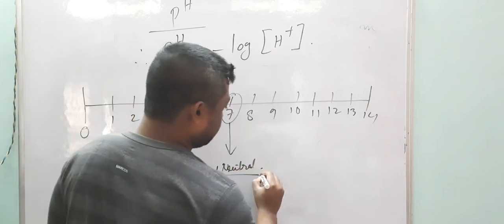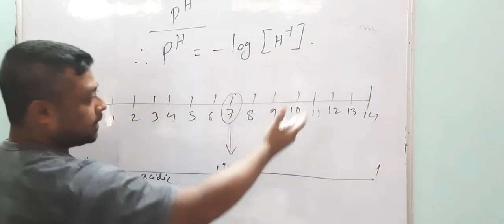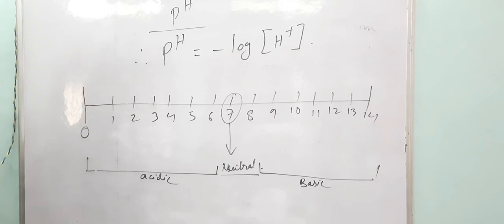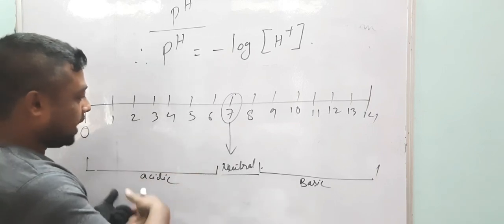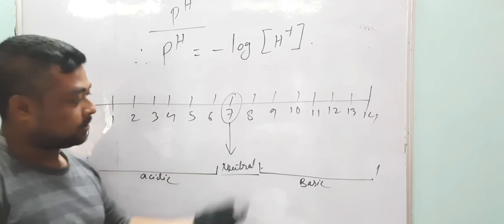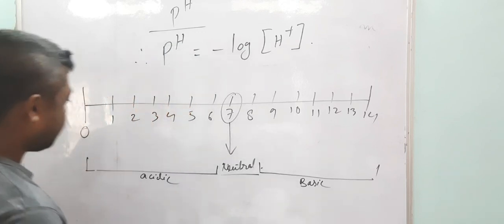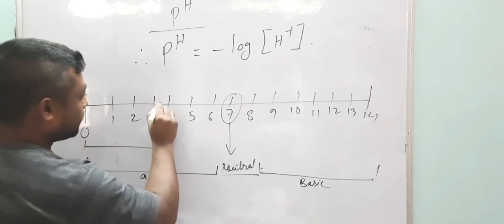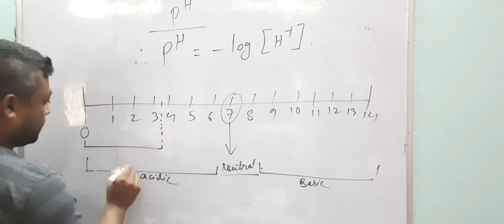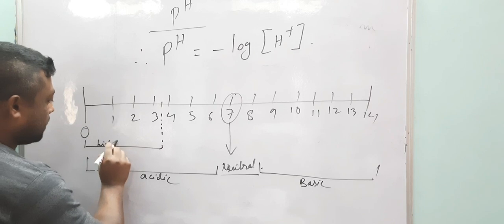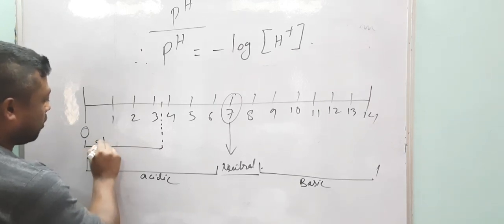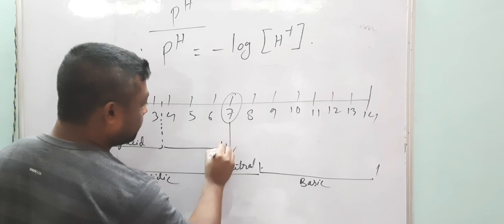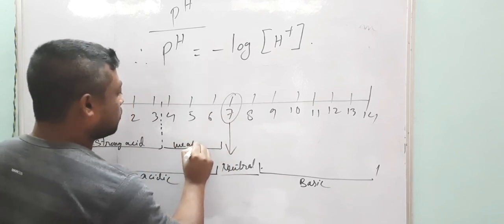And if the value ranges above 7, that is from 7.5 to 14, then we say the given solution to be basic. Now, how can you determine whether the particular substance is a strong acid or weak acid or a strong base or a weak base? If the value ranges from 0 to almost 3.5, then that particular solution is said to be a strong acid. If the value ranges from 3.5 to around 7.5, then it is known as a weak acid.